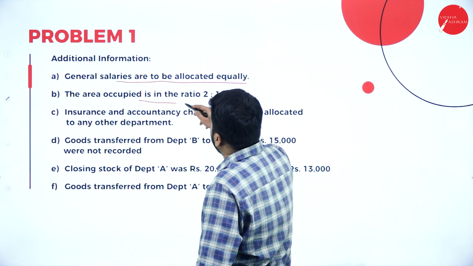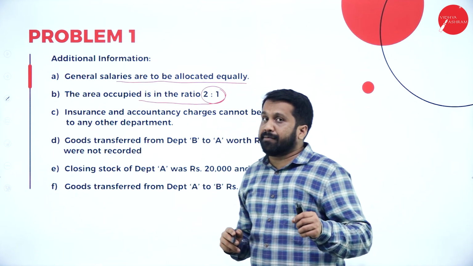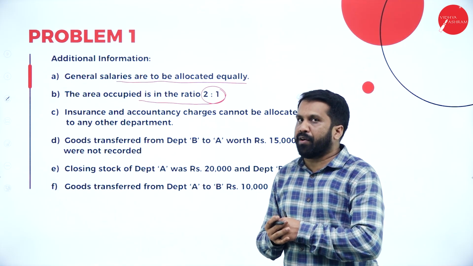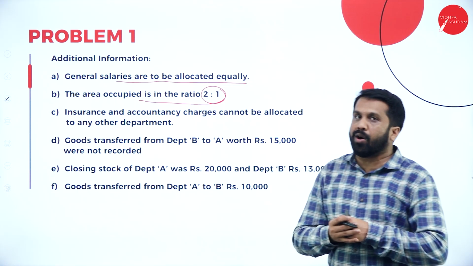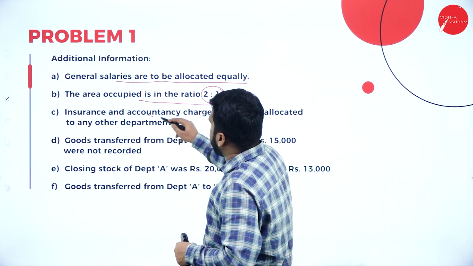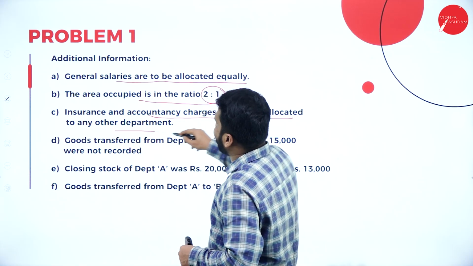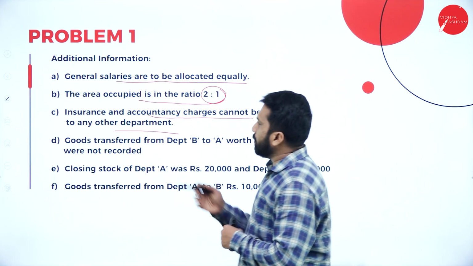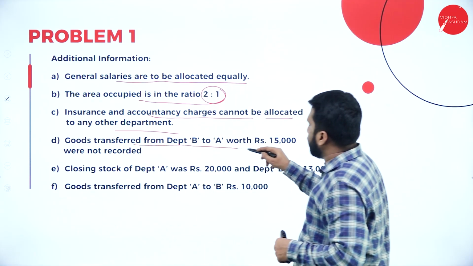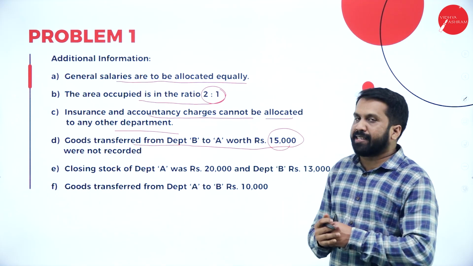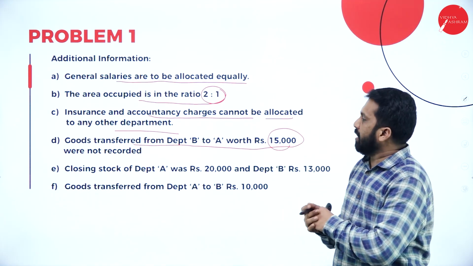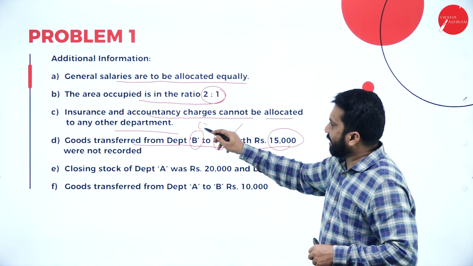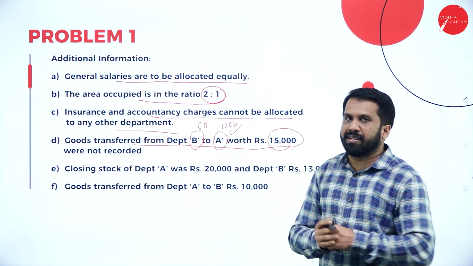And area occupied is in the ratio of 2:1. Anything which is related to rent, electricity bill normally comes at a lighting point. If not given, you have to go with area occupied. Then insurance and accountancy charges cannot be allocated to any other department. Insurance and accountancy you cannot allocate. Clear? Remember this. Goods transferred from department B to A worth 15,000. In this, only B has given to A, means A should be debited and B should be credited.